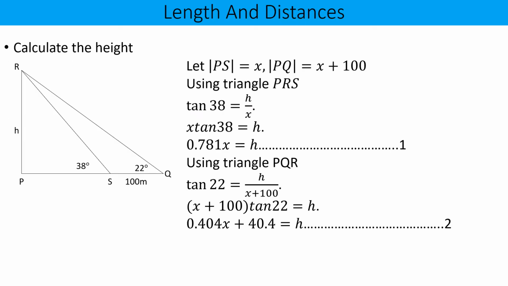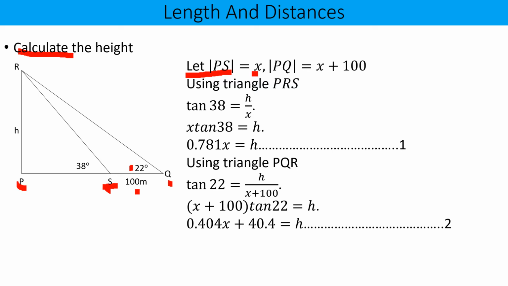We have another question, the same distance and length. We have to calculate the height. In this question, it's also a right angle triangle. This one, we have distance between S and Q is 100 meters. The angle here is 38 degrees. So first, let PS equal to X.